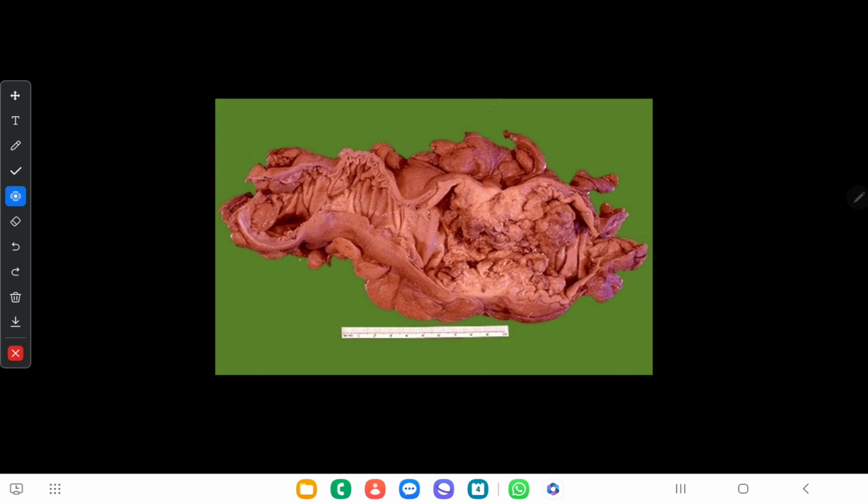Here you can see a colonic adenocarcinoma. As you can see here, it has an exophytic growth towards the lumen. Here is the exophytic growth towards the lumen. Here is the normal lumen. Here is the exophytic appearance towards the lumen.